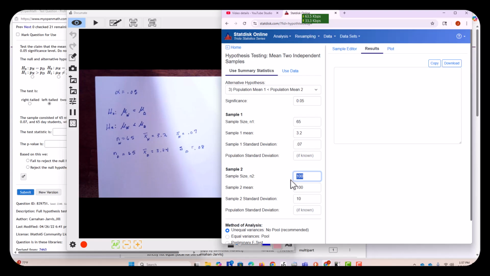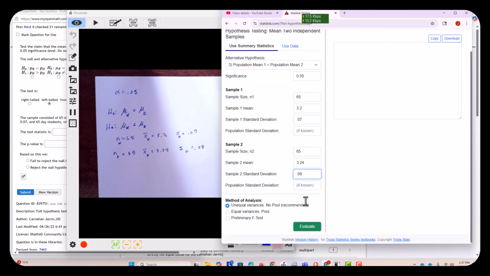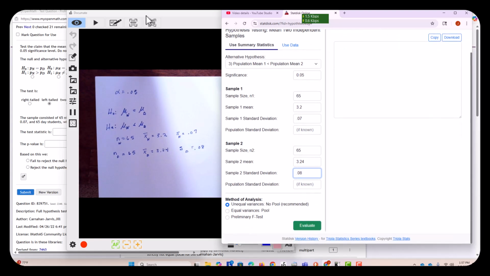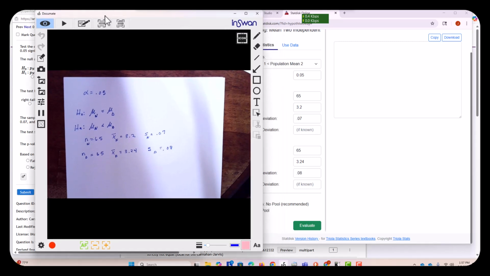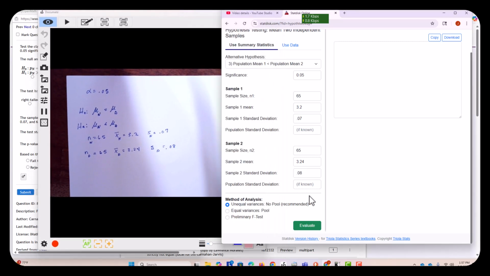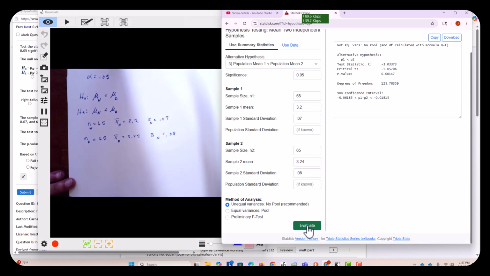So this was 65, 3.24, 0.08, and unequal variances, no pool. Yeah, and I guess if you assume equal variances too, so do not pool. That's what, by default, StatDisk is doing for you. Evaluate.